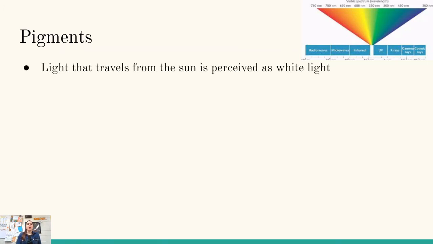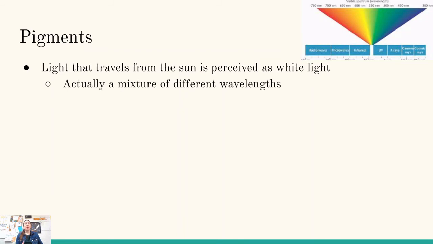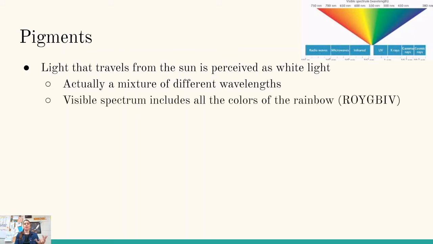Okay, so if we talk about light, you look outside at the sun, the light you see from the sun is called white light. Okay, it doesn't have a color to it. But that white light is actually a mixture of a bunch of different wavelengths of light, okay? And in light, different wavelengths mean different colors. So what your eyes can see, we call the visible spectrum. That white light actually has all of the different colors of the rainbow.